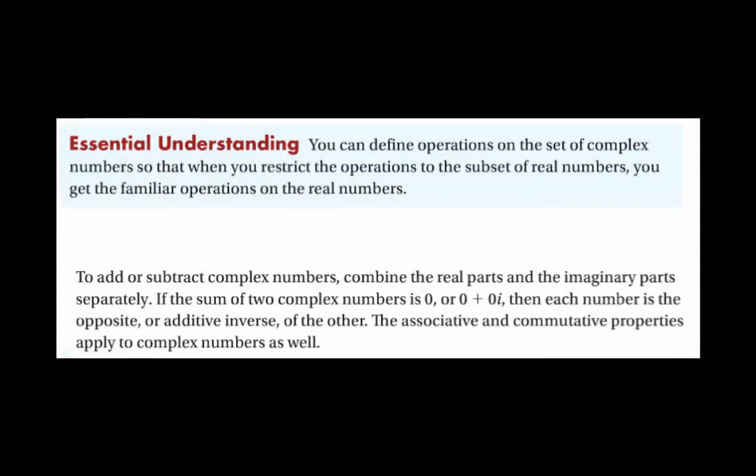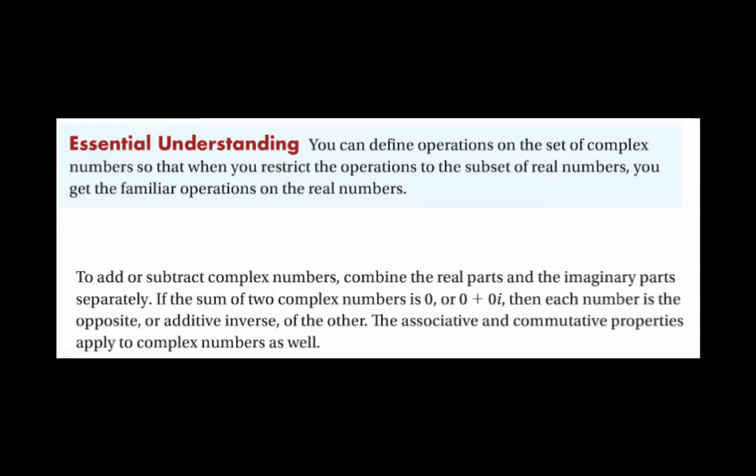We can define operations on the set of complex numbers so that when you restrict the operations to the subset of real numbers, you get the familiar operations on the real numbers. That might be a strange sentence, but let's see how this plays out. To add or subtract complex numbers, combine the real parts and the imaginary parts separately. It's kind of like combining like terms. If the sum of two complex numbers is 0 or 0 plus 0i, then each number is the opposite, or additive inverse, of the other.